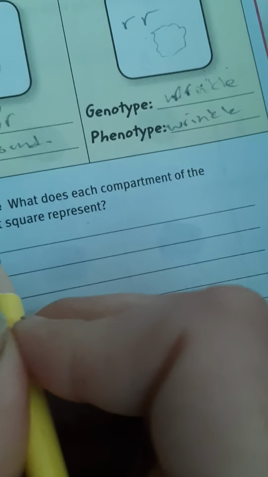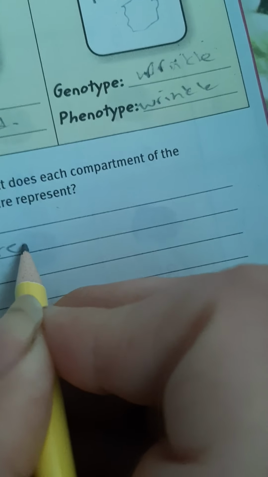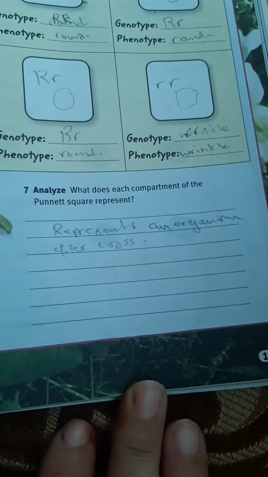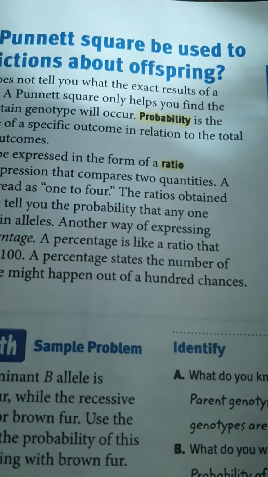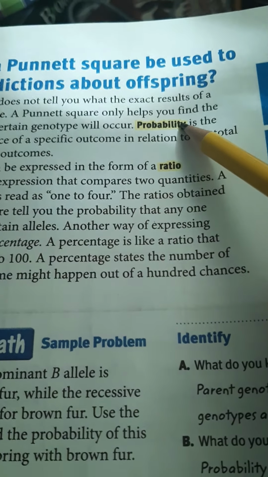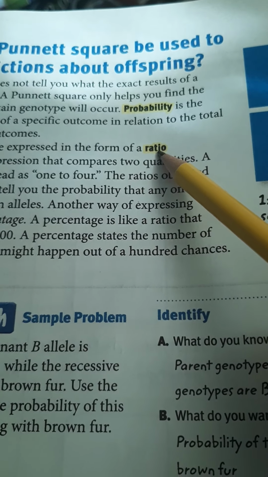So what does each compartment of the Punnett square represent? It represents an organism after cross. Okay, it represents an organism after cross. Now, from the Punnett square, we can take what? We can take something called probability and ratio.